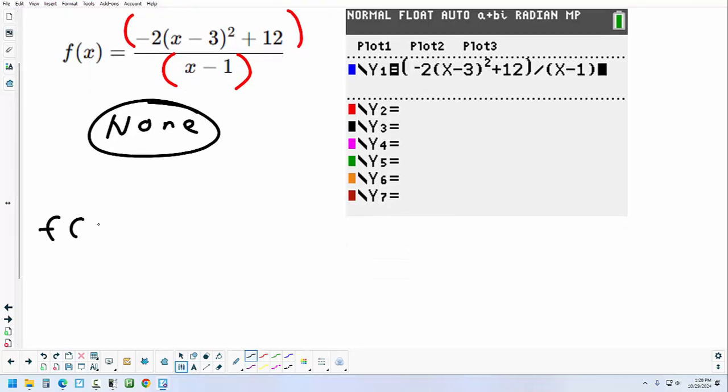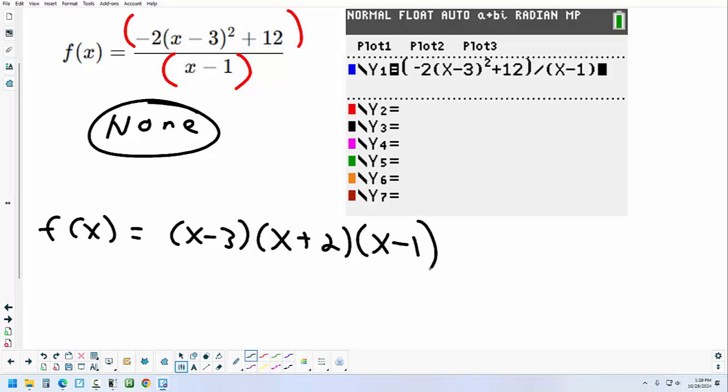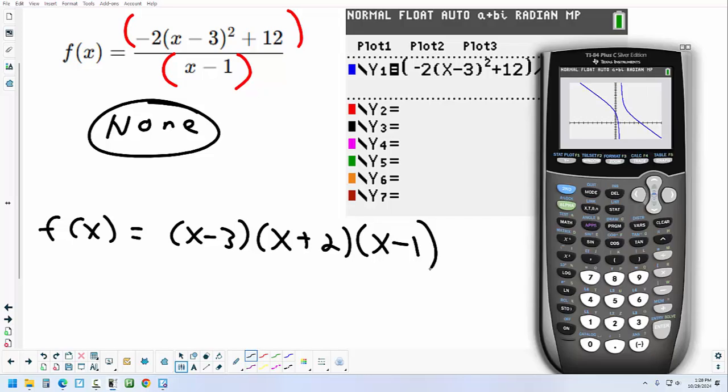So let's do this one. F of x equals, type that in on y1. I guarantee you there will be minimums and maximums. Okay, and type it in just like that, just with the parentheses. X minus 3, x plus 2, x minus 1. And let's do zoom 6.